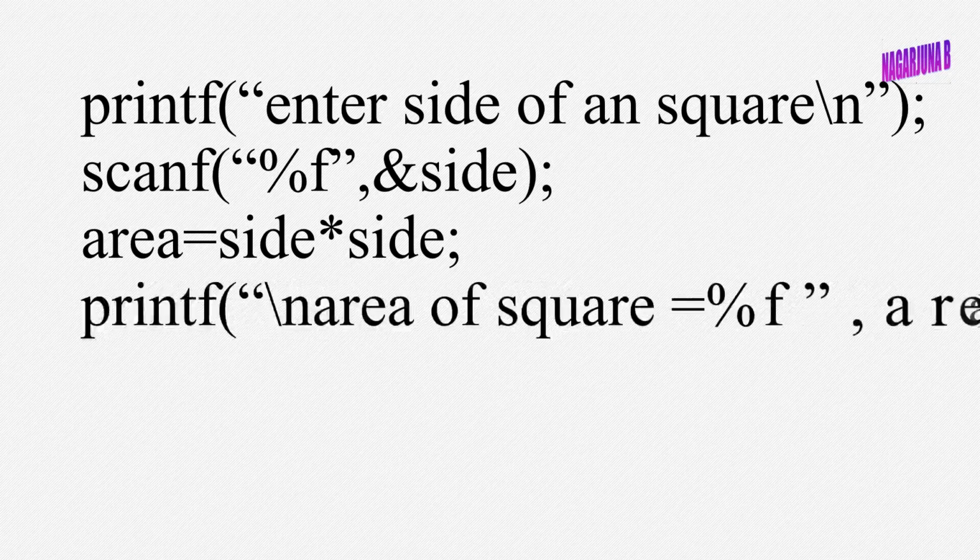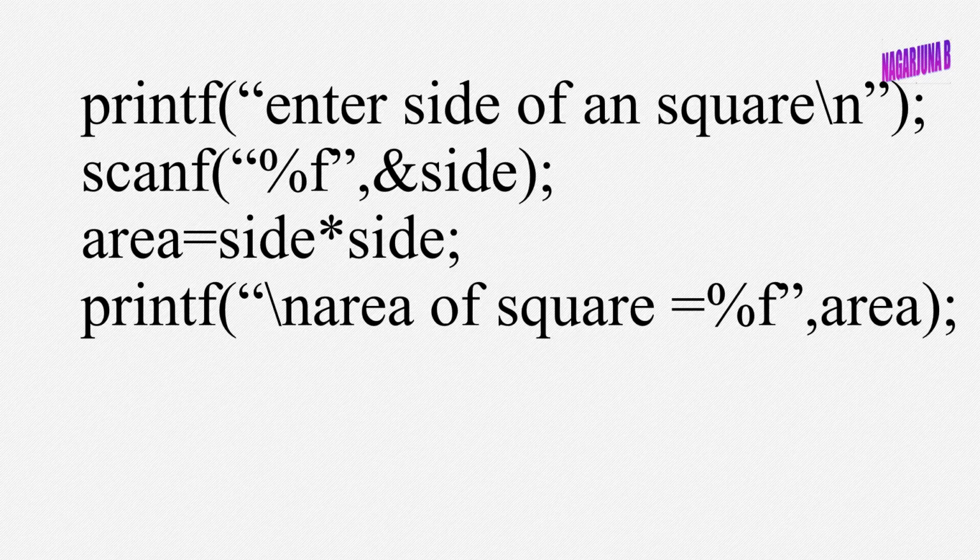Then printf, I need to display the result. For that purpose, printf("\n Area of square is equal to %f", area); The \n means the output will be displayed in a new line. So here, area of square is equal to, after that %f, and in that place it will display the value of the area which has been calculated.